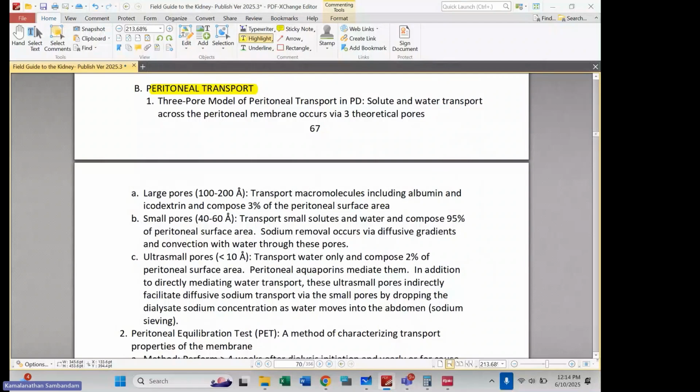I will move pretty quickly through this because this is largely theoretical and doesn't translate in large part to a lot of clinically relevant aspects of PD, except if we start talking about ultrafiltration failure, we might talk about some of these concepts as we broach that topic. We describe peritoneal transport through models, mathematical models.